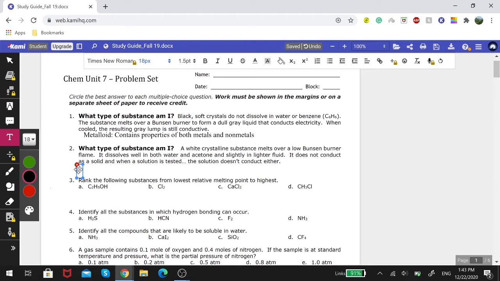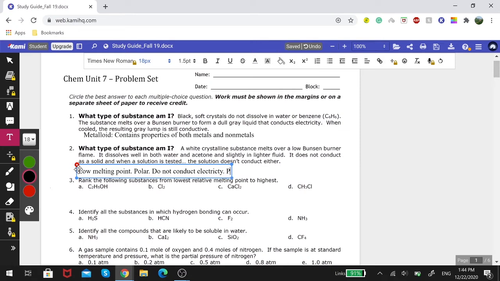Second question, it says this melts over a low Bunsen burner flame. Okay, so that means it has a low melting point. It dissolves well in water, which most likely means it's polar, and slightly in lighter fluid. It does not conduct electricity as a solid, and when a solution is tested, the solution doesn't conduct either. So not a good conductor. Now, what has a low melting point, is polar, and does not conduct electricity well?